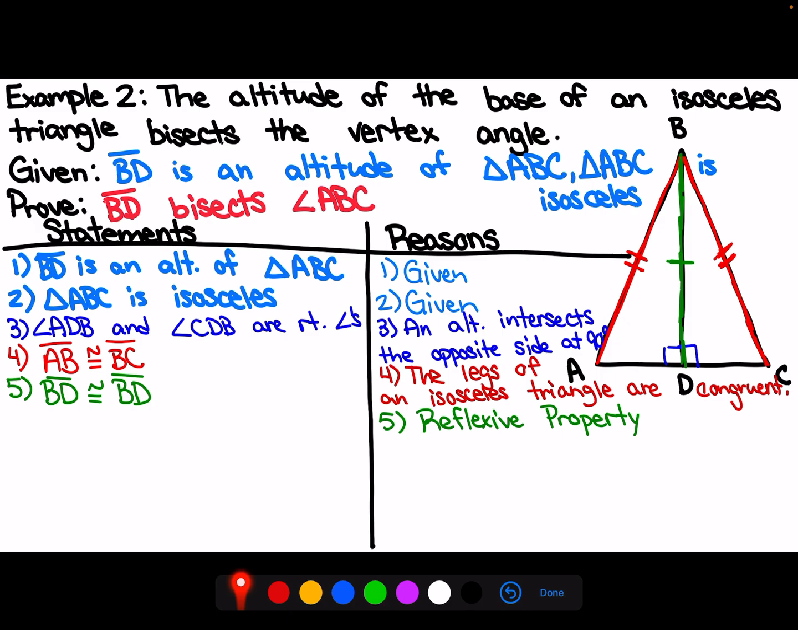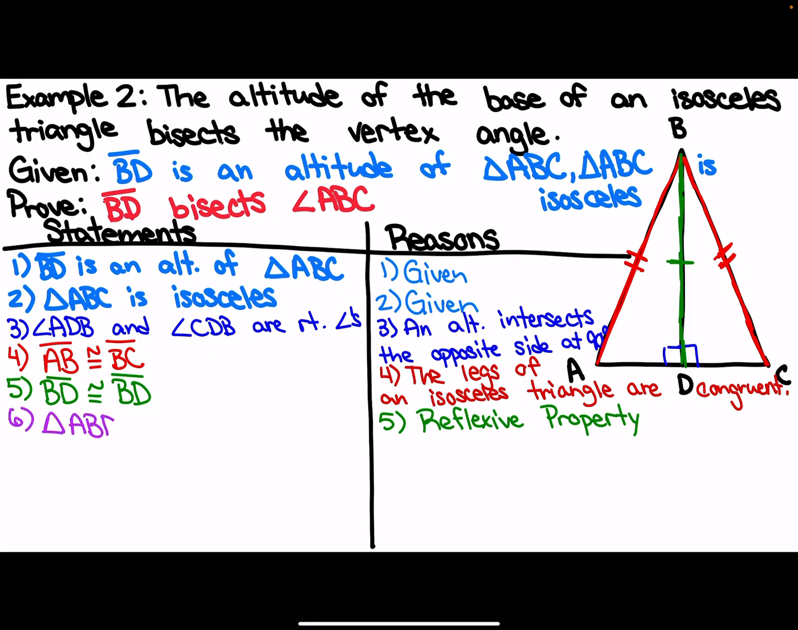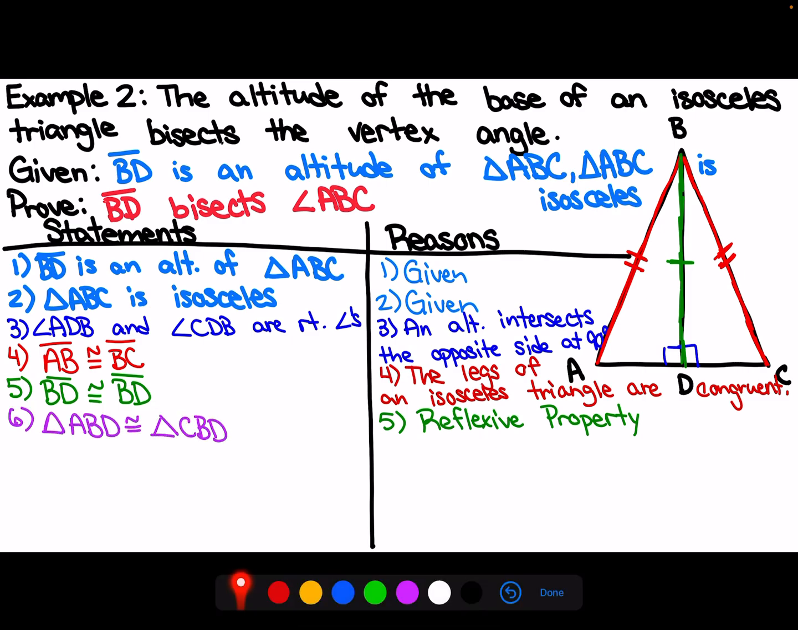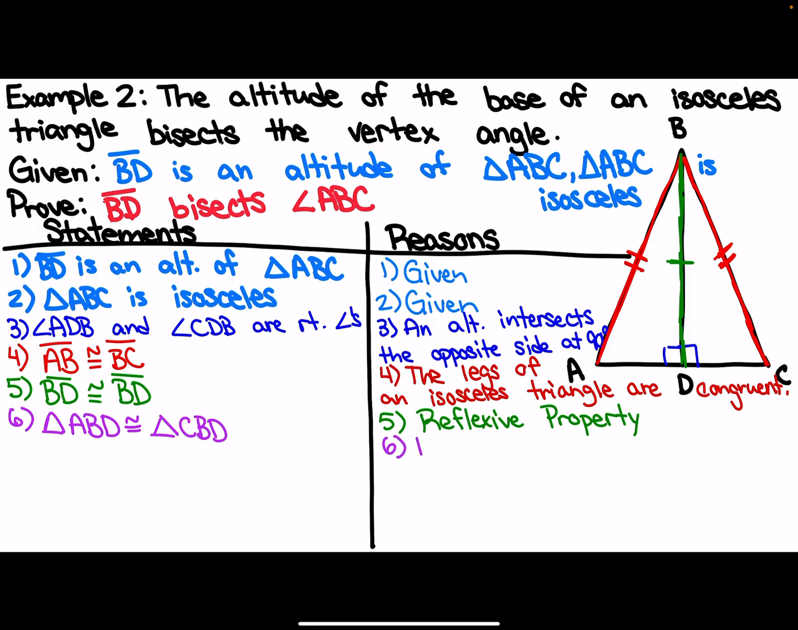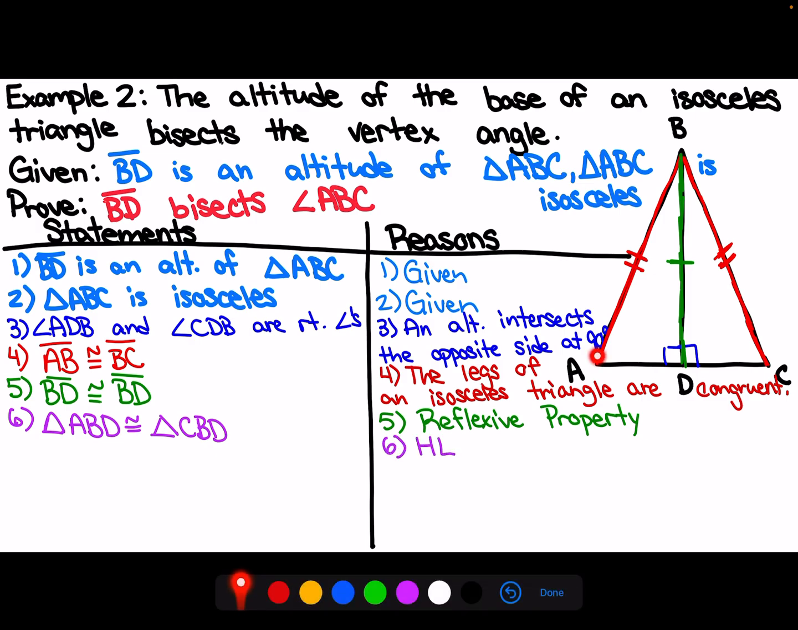If we read our triangle congruency marks, we have angle, side, side. But that's not a postulate. However, we have a right angle, so that's enough for HL. So let's see if HL works. We have our hypotenuse, the side opposite the right angle, and we have a leg. We also have a right angle, so therefore triangle ABD is congruent to triangle CBD by HL. Again, we have a hypotenuse, we have a leg, and we have a right angle.